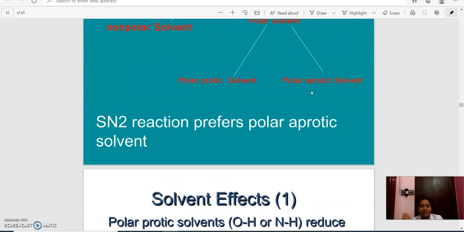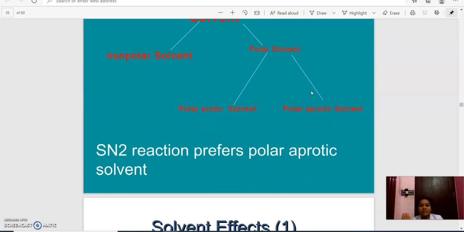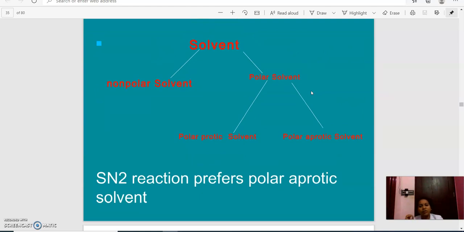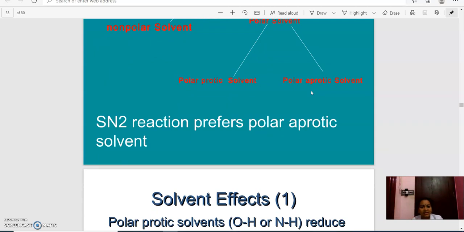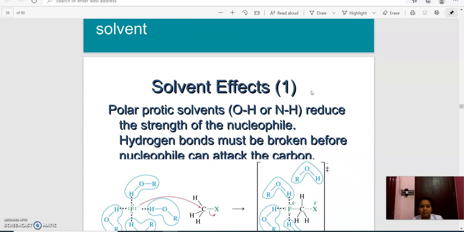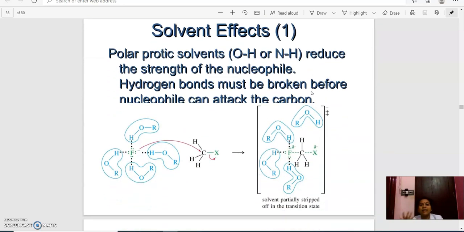And the next one is the solvent effect. We use solvents in the reaction. There are two types of solvents: non-polar solvents and polar solvents. The polar solvents are again classified as polar protic solvent and polar aprotic solvent. A polar protic solvent contains hydrogen, and a polar aprotic solvent does not have hydrogen with it. In the SN2 reaction we usually use a polar protic solvent, for example one containing OH or NH, because both have H.